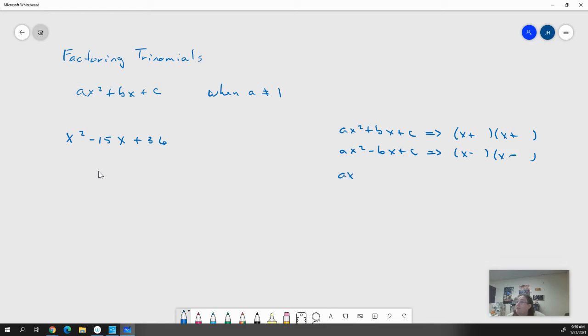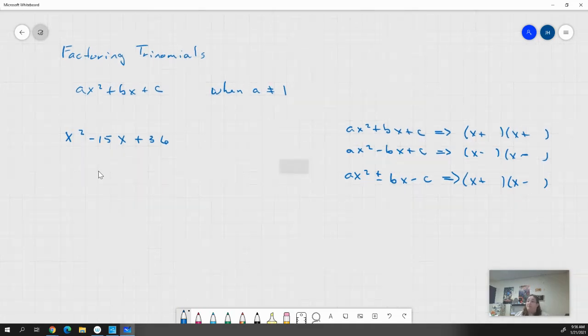And then you had ax squared, and it could be plus or minus your bx minus c. And you would have factors that were x plus something times x minus something. And depending on whether this was plus or minus is where your factor would go. If this was positive, your bigger factor would be positive. If your b was negative, your bigger factor would be negative. And that chart will still come in handy.